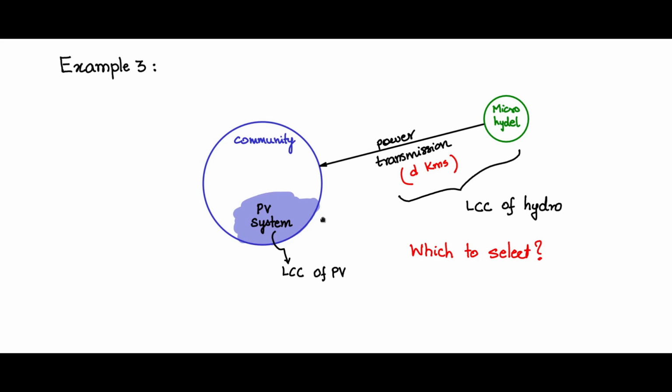So the LCC analysis will give an economic analysis, and we could also perform break-even, so that we can say what is the break-even point. Beyond a particular number of kilometers, I should go for the PV system. Less than this particular distance, I should go for the microhydel system. So this kind of decision can be made with the help of life cycle cost analysis. So let us see in this example how we can benefit from LCC in this respect.